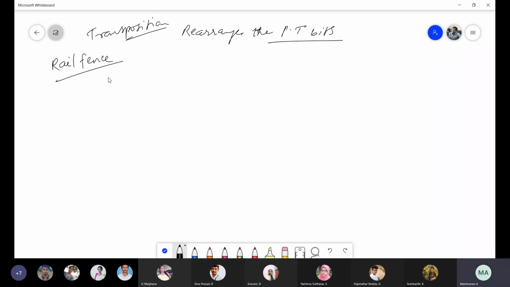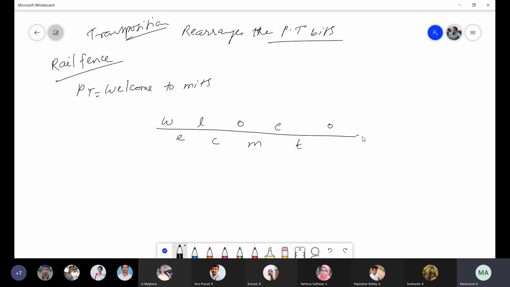So the plain text is "Welcome to MITS." How are we doing this one? One way is I am writing like this. Two lines I am keeping: W, E, L, C, O, M, E on one, and T, O, M, I, T, S on the other. After that, I am just rearranging the letters.